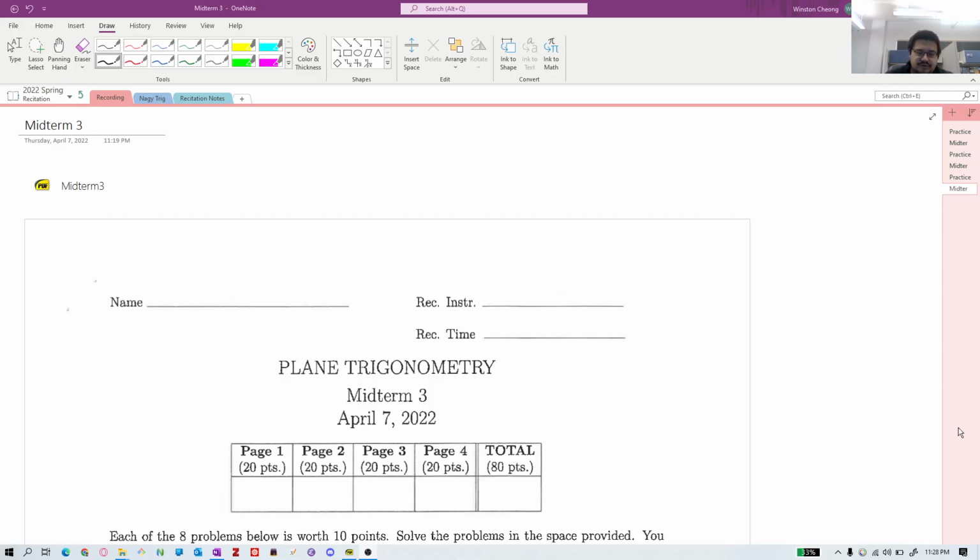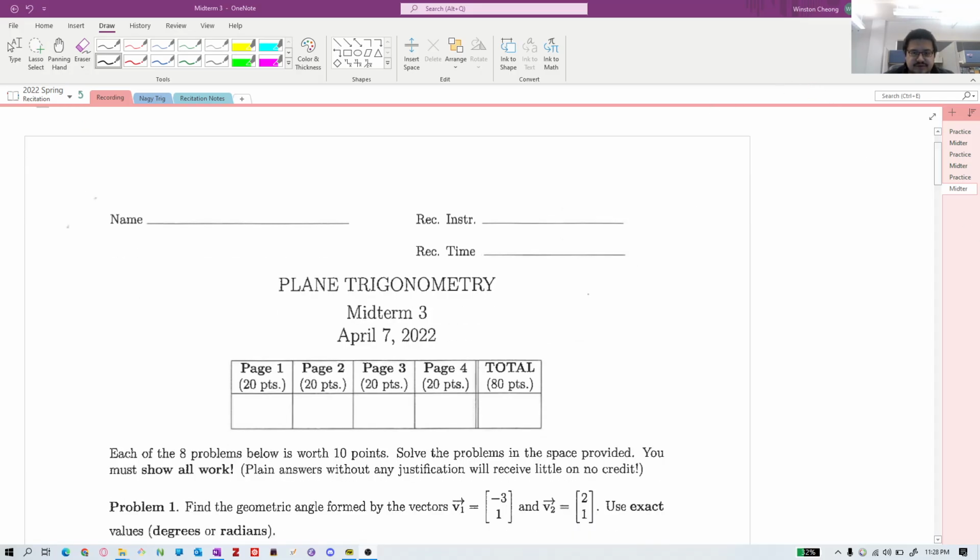Okay, so let's take a look at exam 3. Where's my mouse? There it is.